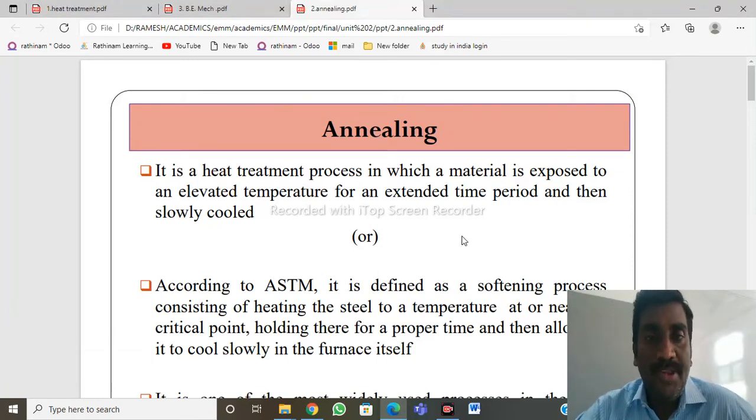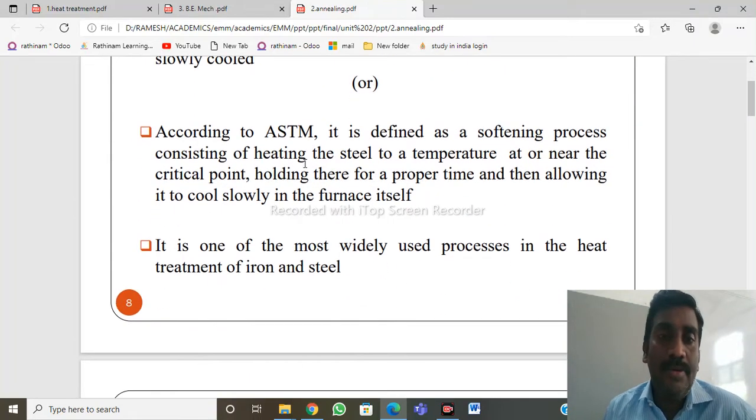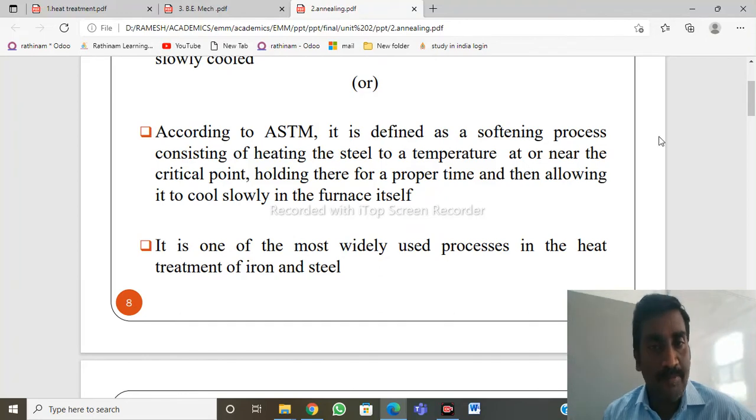So now we are going to see about annealing. Annealing is nothing but a heat treatment process in which a material is exposed to an elevated temperature, that is, beyond the critical temperature, for an extended time period and then slowly cooled. So this is the process of annealing. According to ASTM, it is defined as a softening process.